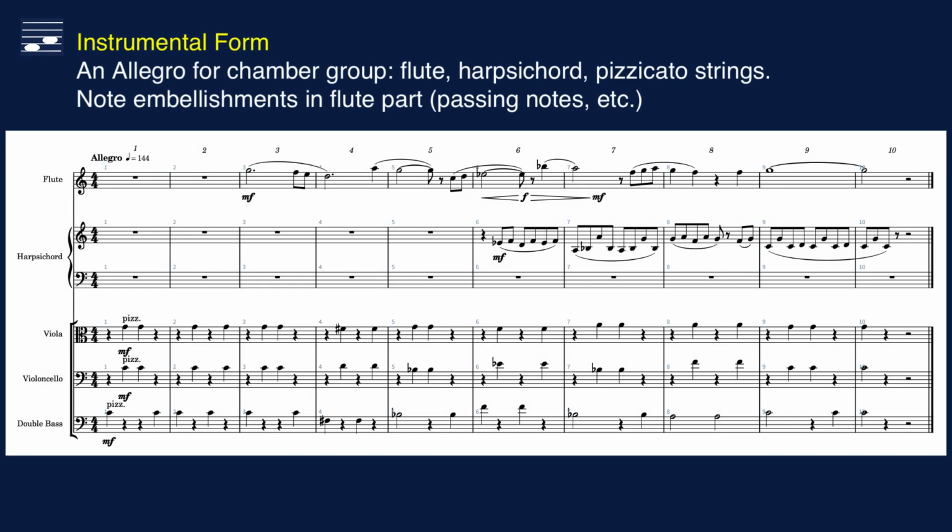This sustained chord progression is now turned into the first instrumental form example, a simple setting for chamber group. You'll easily recognize the 3 lower parts. The lead flute part has embellishments in order to create musical interest.